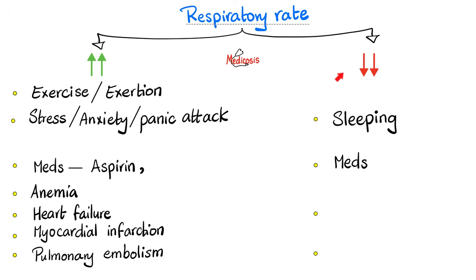Next, causes of bradypnea or decreased respiratory rate. These include sleeping, medications, especially opioids as in morphine and barbiturates. Also, diabetic ketoacidosis can have decreased respiratory rate, and of course, coma can lead to decreased respiratory rate.